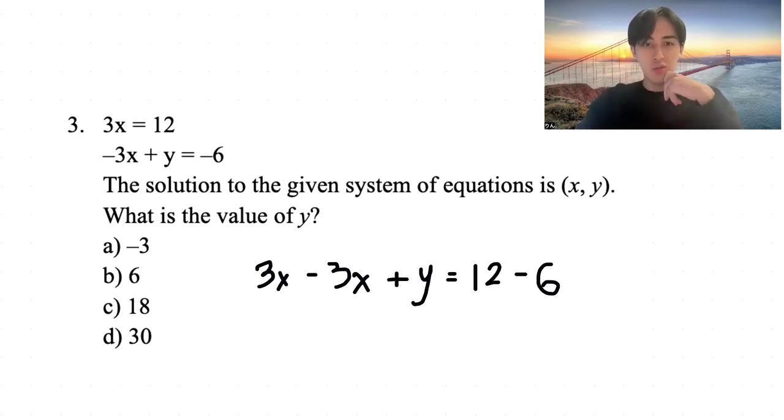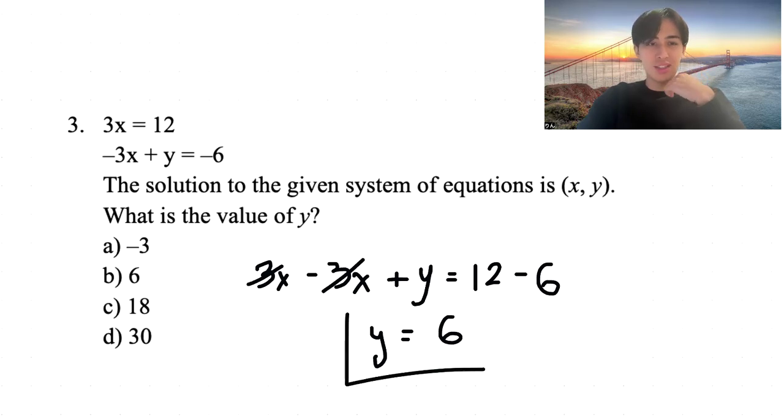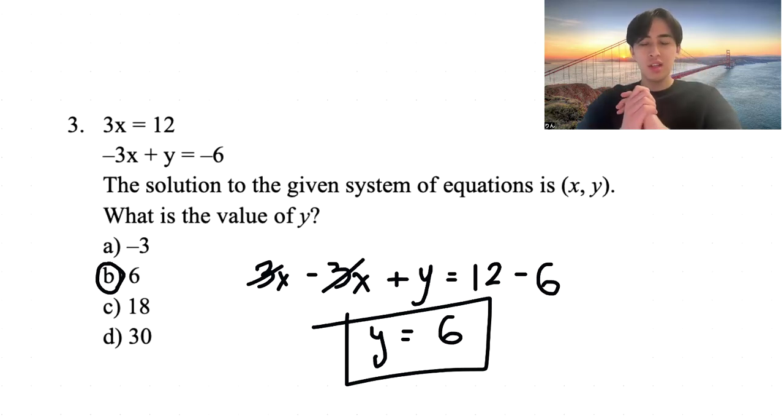Then you can actually solve. This positive 3x and negative 3x cancel each other out because 3x minus 3x equals 0. Then you're left with y equals 12 minus 6. 12 minus 6 is 6. So your answer is y equals 6. Your answer is B. It's just like that. You combine the two into one equation, then you simplify and solve for y. So y equals 6. Okay, let's go on to the next question.